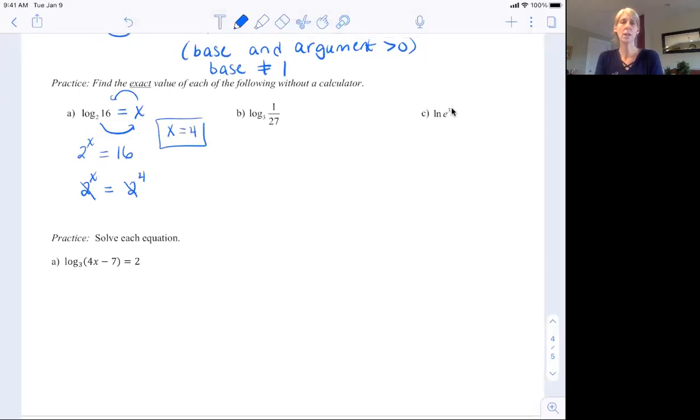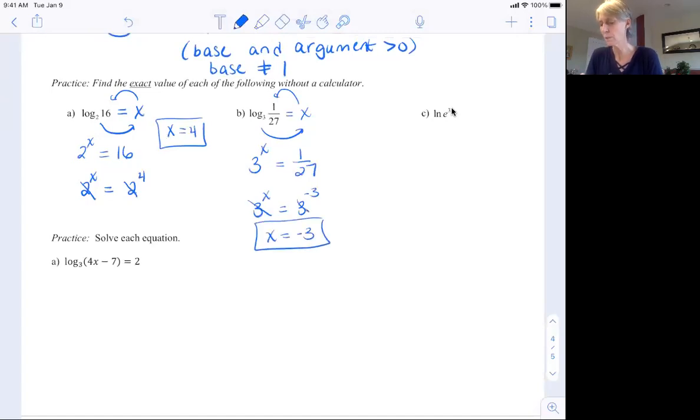Log base 3 of 1 over 27. Again, this means what power do I raise 3 to? I don't know what the power is, so I make it an x. Rewrite in exponential form. 3 raised to the x equals 1 over 27. Rewrite each side as a common base. Solve it.